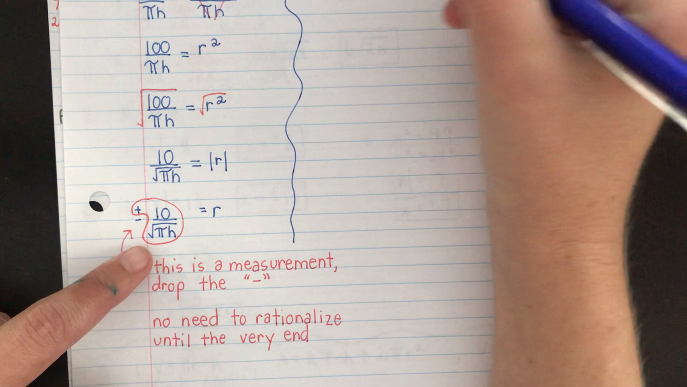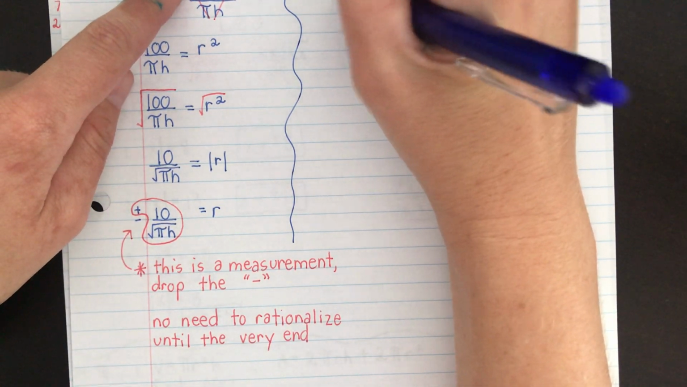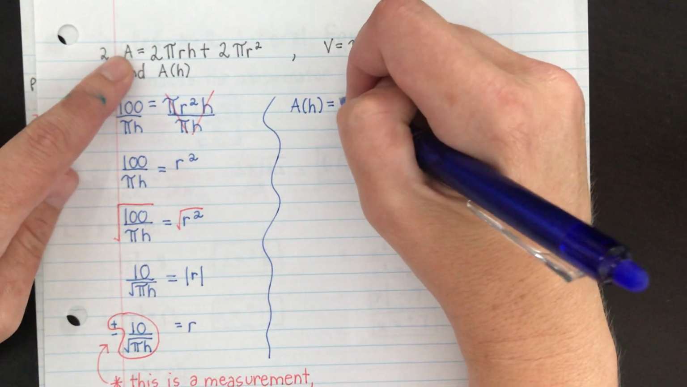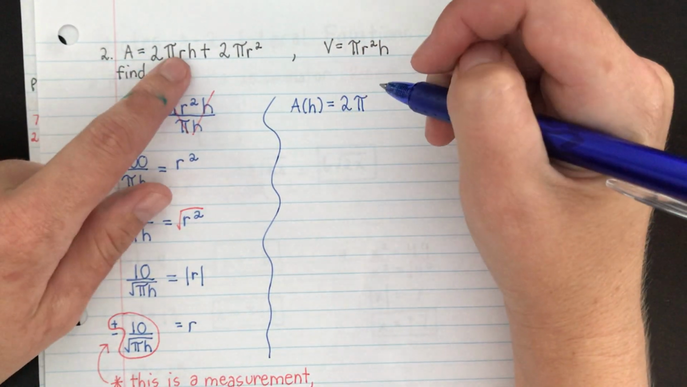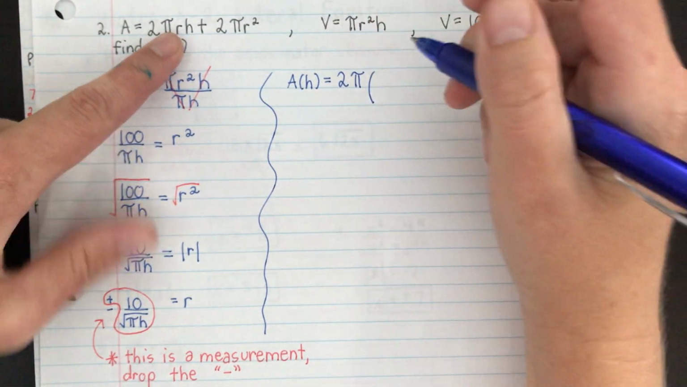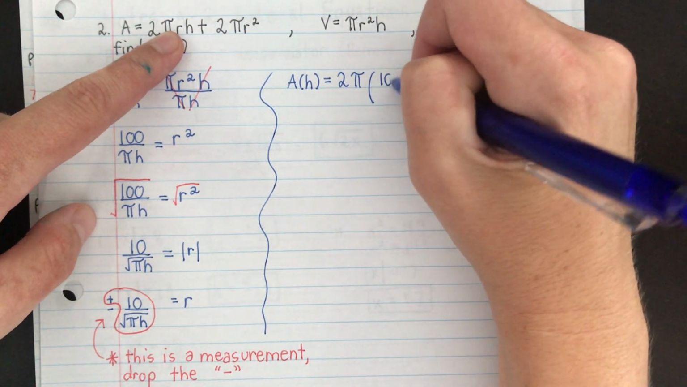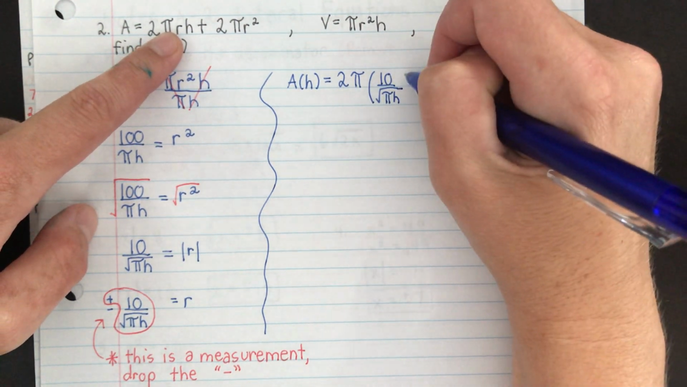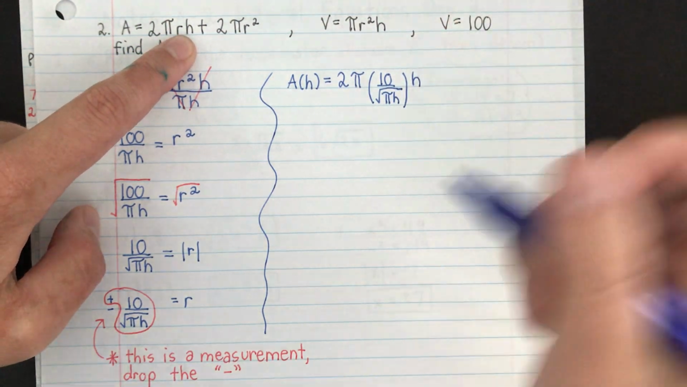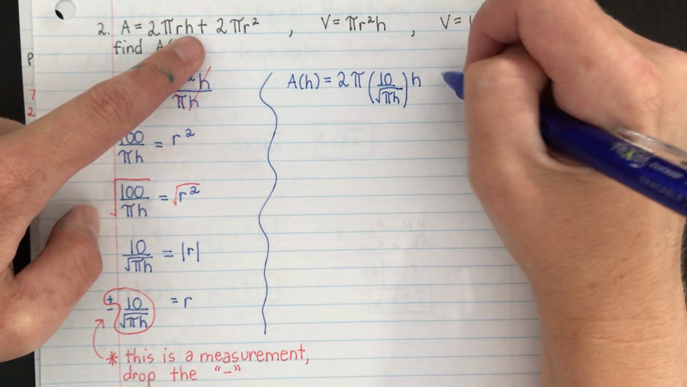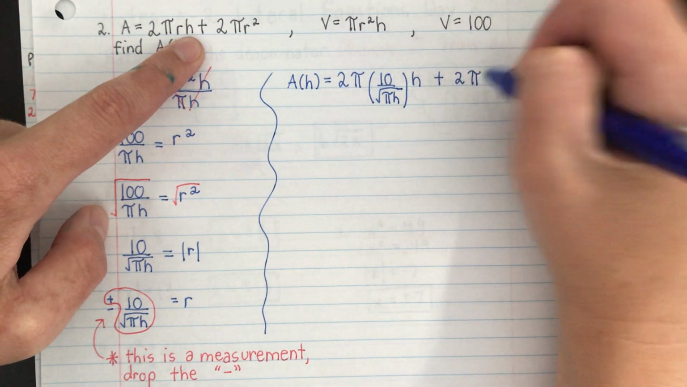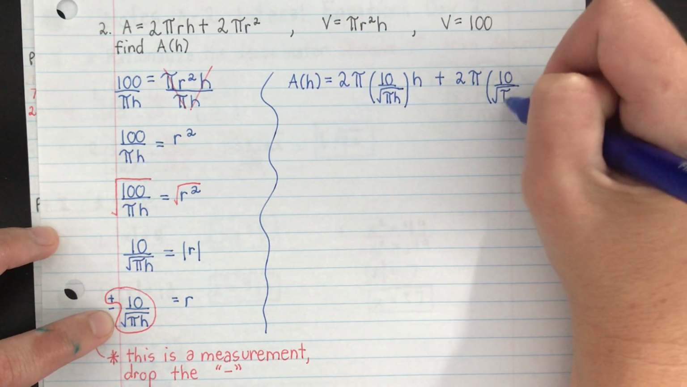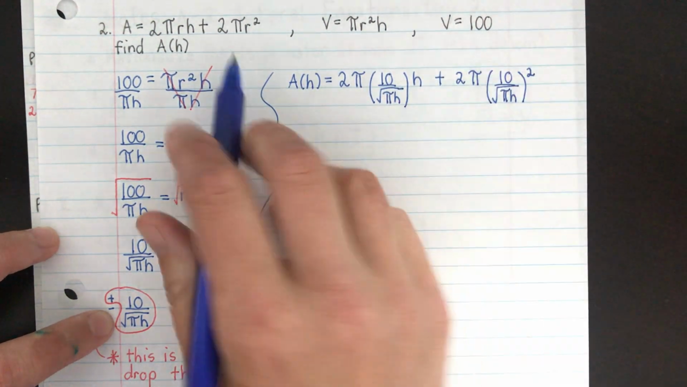Okay, so now we're going to do A of h equals, and then let me scoot this up so you can see. So 2 is acceptable, pi is acceptable, r can't have, so let's plug in. Down here for r, we've got positive 10 over square root of pi h. And then don't forget the h here, because it was 2 pi r h plus 2 pi r squared, so 10 over square root of pi h squared.